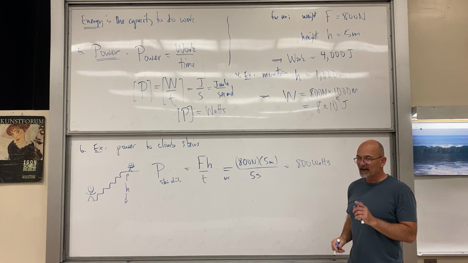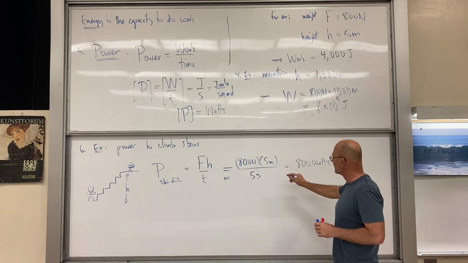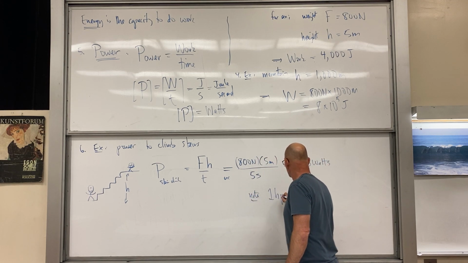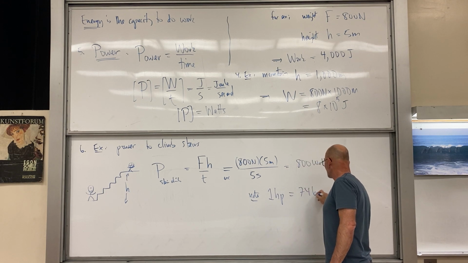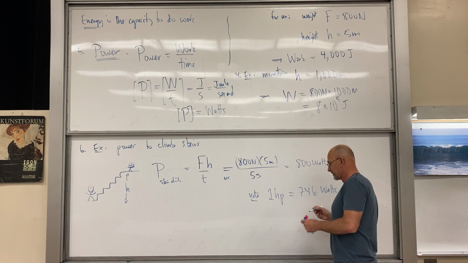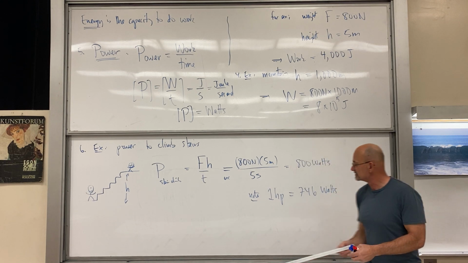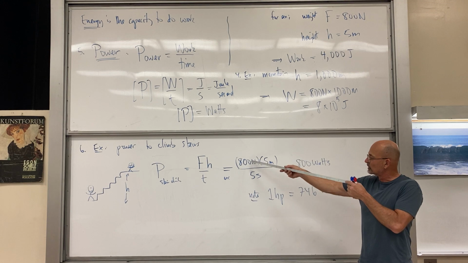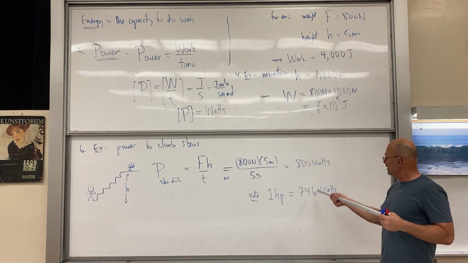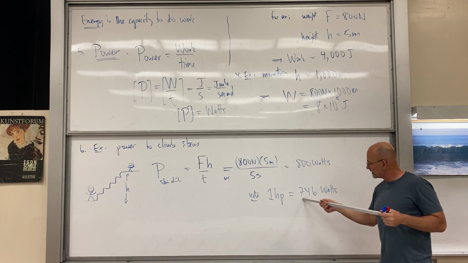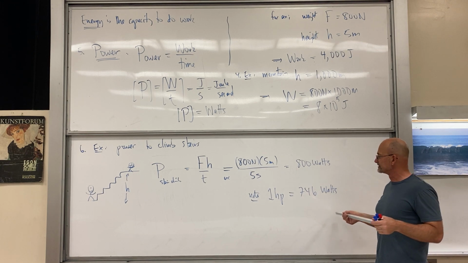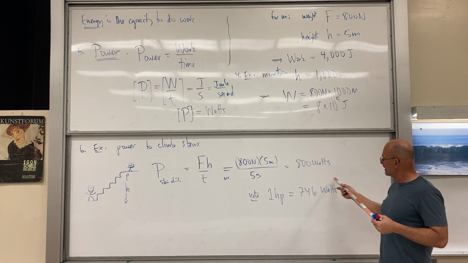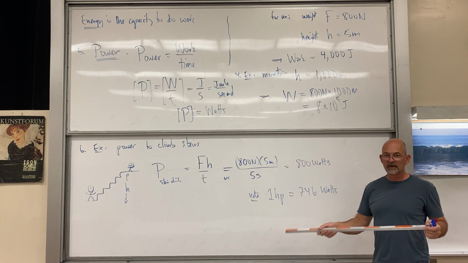Now here's where I'll go ahead and put in something for comparison. 1 horsepower is equal to 746 watts. So there you have it. If you can run up the stairs faster than 5 seconds, or around 5 seconds, and you're 800 newtons heavy, then your output is 800 watts, and that's just roughly 1 horsepower. Of course, you can't do this all day, whereas a horse can deliver that kind of power, you know, all day, supposedly.